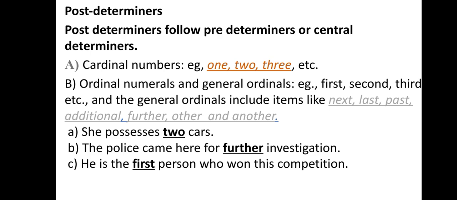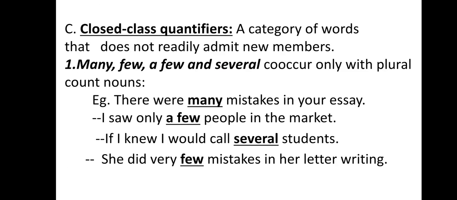Number 1. Example. She possesses two cars. Here 2 is an example of cardinal numbers, and we can see that this has been placed before a noun. Second example, the police came here for further investigation. Here we can see that further, which is an example of general ordinal, has also been placed before a noun. In the third example, he is the first person who won this competition, here also we see that the word first, which is an example of ordinal numerals, has also been placed before a noun.